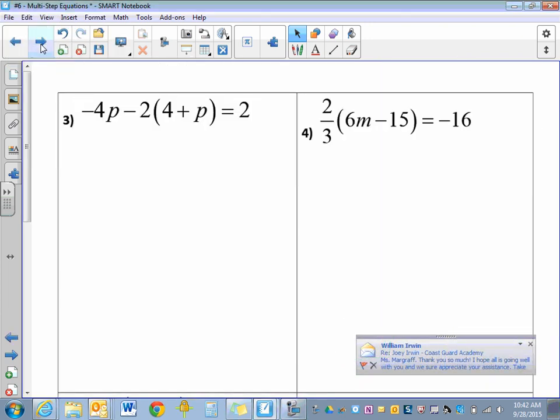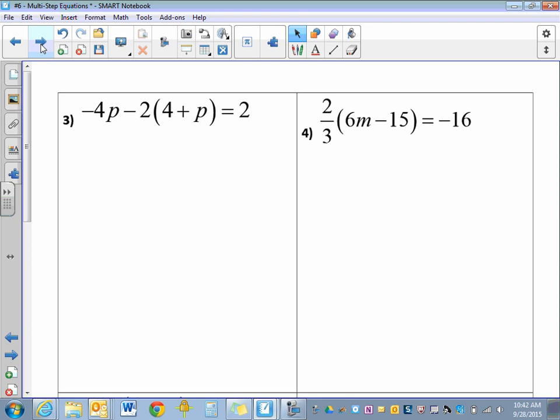So here we have negative 4p minus 2 times 4 plus p equals 2. And you'll notice we're starting to throw in the fractions here, alright? So you need to be careful with number 4 when we distribute that. If you need to use your calculator to help you out, great, go ahead and do so. Alright, number 3. We need to first distribute my negative 2. Because it said to get rid of parentheses, so we're going to first distribute it to get rid of it.